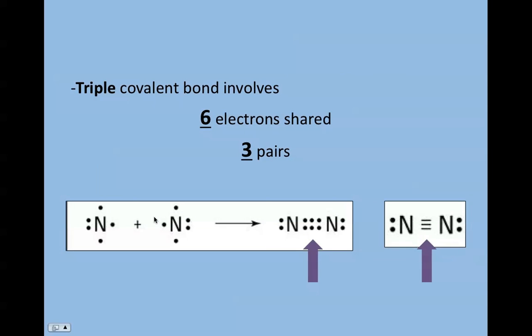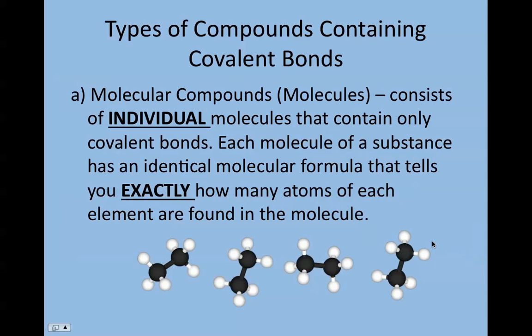A triple covalent bond, a common one being N2, involves 6 electrons shared, so 3 pairs of electrons. So you can see here that each nitrogen needs a total of 8 electrons around it, so they actually have to share 6 electrons between them, which is represented by 3 lines. So that's an example of a triple covalent bond. We'll get into how to figure out if you have a single, double, or triple bond in the next concept.